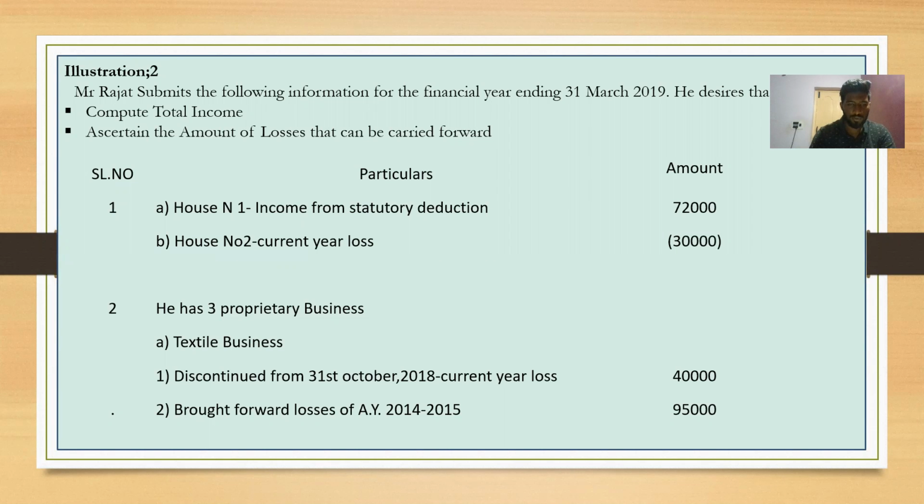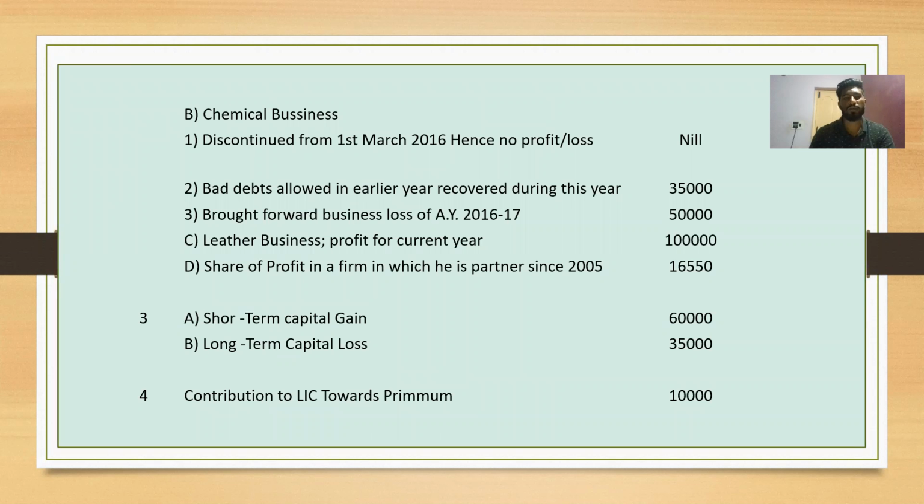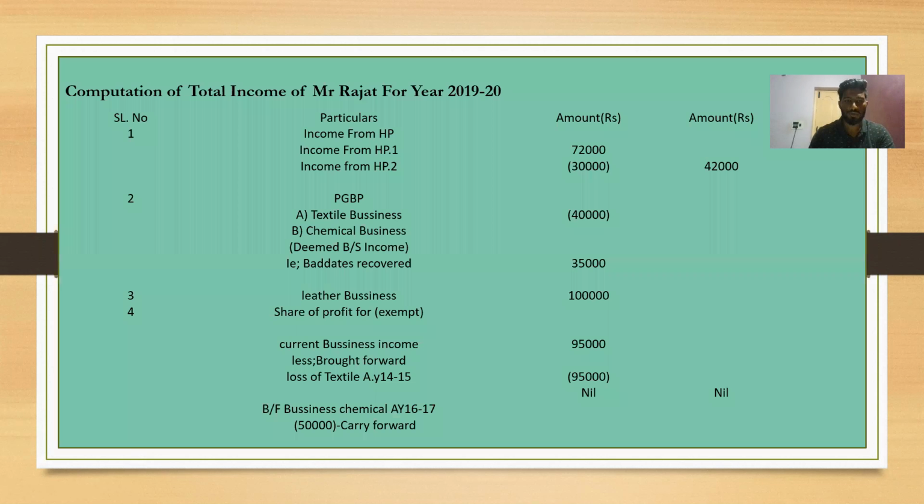And the second one is chemical business. It was discontinued on 1st March 2016, hence no profit, no losses. We need not worry about that. Second is bad debts allowed earlier and recovered during this year, which is 35,000. We need to tag that amount. The bad debts recovered is deemed business income, it is 35,000.